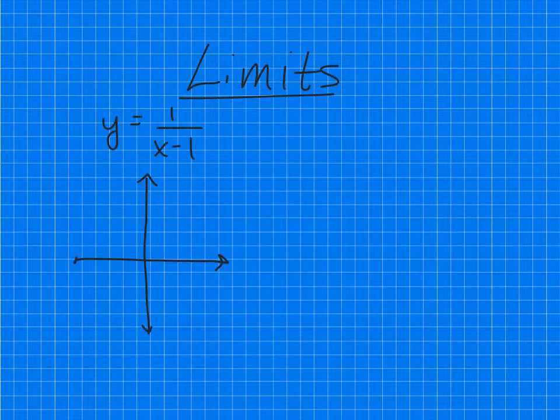y equals 1 over x minus 1. So as you know, there is a vertical asymptote at x equals 1, and if you draw the graph, it's going to look something like this. And let's make it the limit of this as x approaches 1. Now, the standard procedure for us in our class, but not on the AP test, would be to plug in 1 for x.